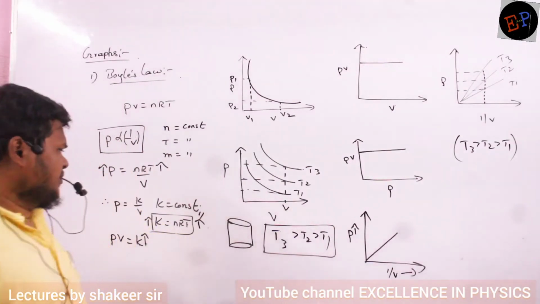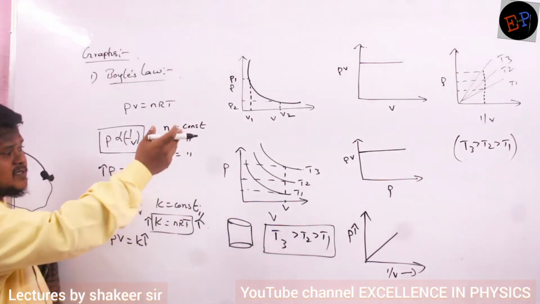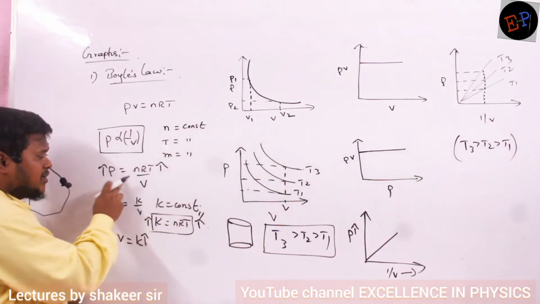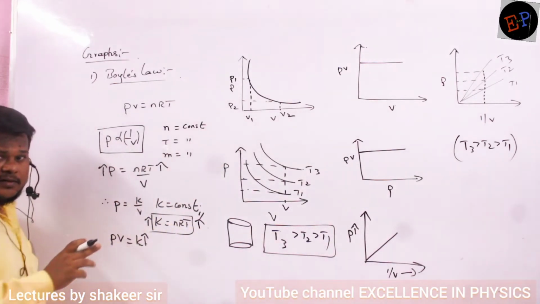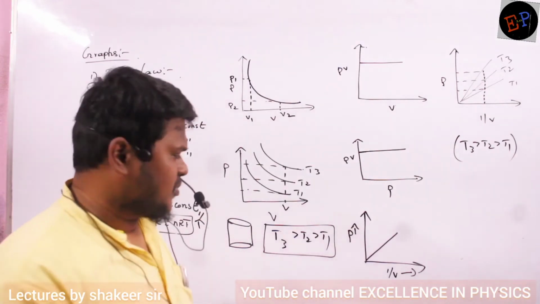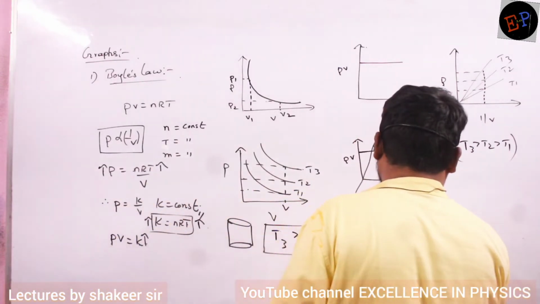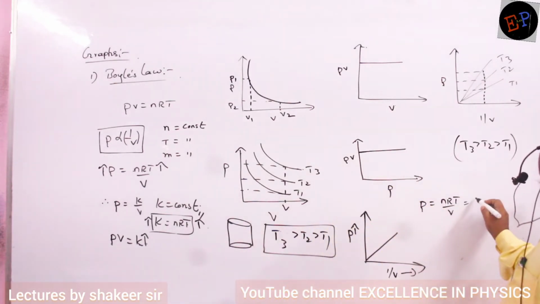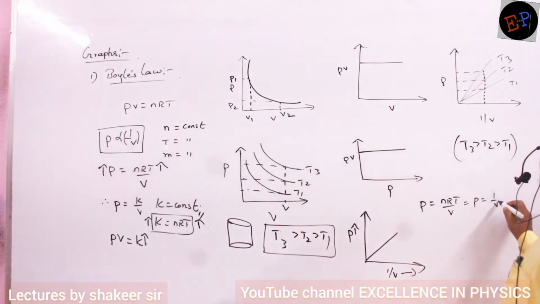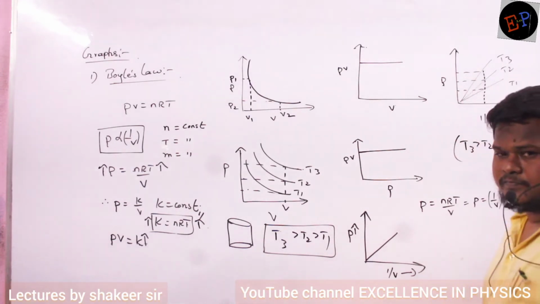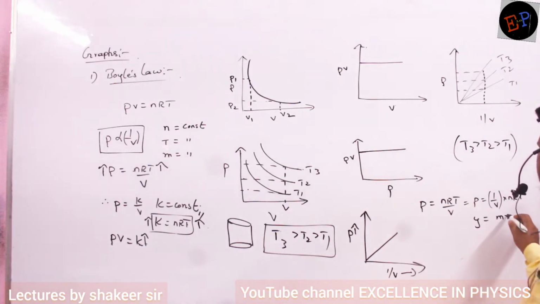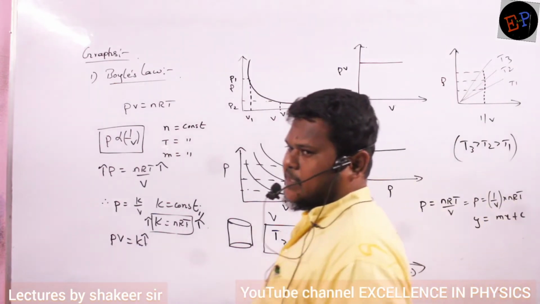So, same graphs I will compare with the graph of a straight line. Where we have drawn? Here we have drawn, no? Pressure and 1 by V, they are directly proportional. So, therefore, if I write the relation, P is equals to nRT divided by V, same equation I can write like this, ma. P is equals to 1 by V multiplied by nRT. I can write like this, no? So, same equation if you compare with y is equal to mx plus c, then what do you understand?